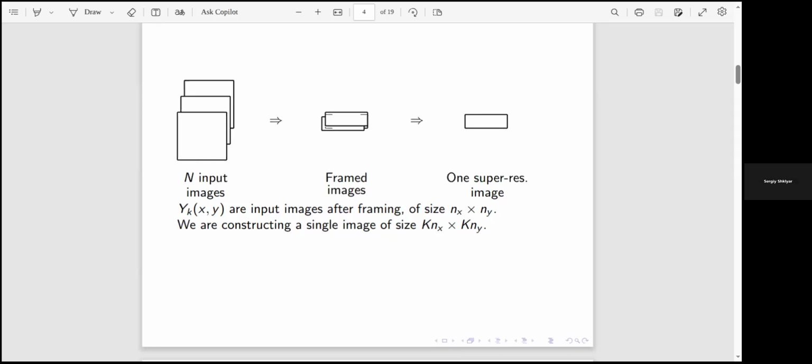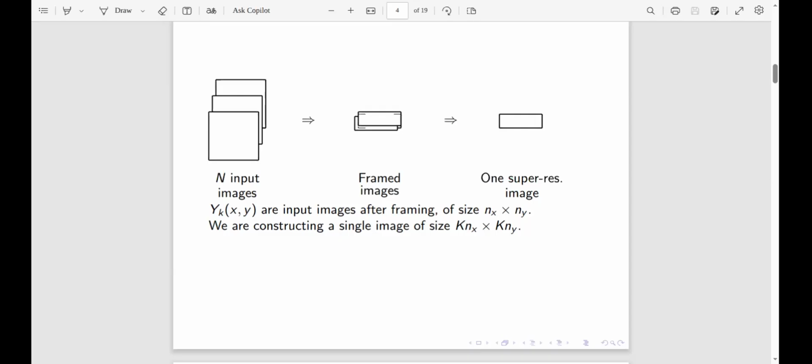We assume that the relation between these images is a linear shift, a parallel shift. Not exactly a parallel shift. It could be some deformation. I understand that.